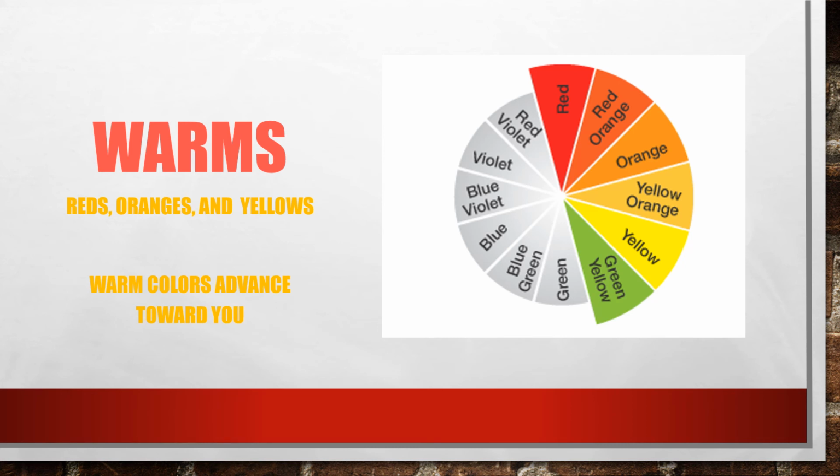Warm colors. If you haven't noticed by now, the color wheel is a circle. One half of the circle is our warm colors, and the other half are made up of cool colors. The warm colors are colors that advance toward us in space. Warm colors are the colors from red to yellow-green. So red, red-orange, orange, yellow-orange, yellow, and yellow-green are all warm colors.